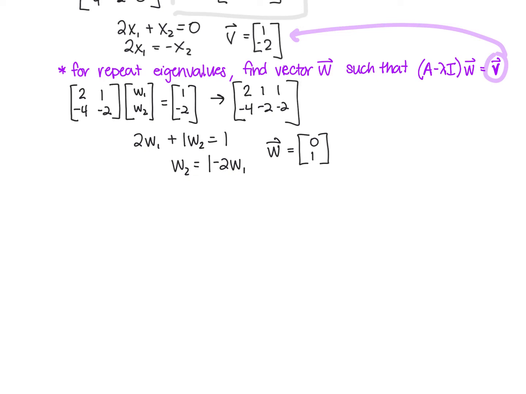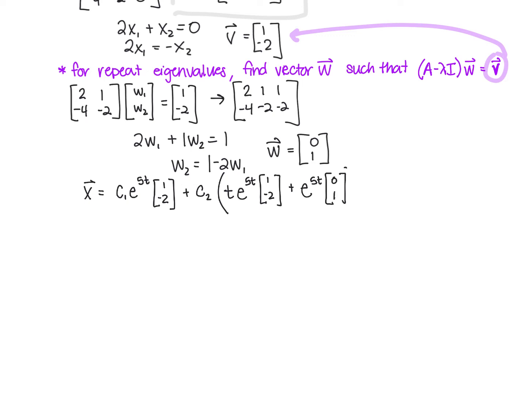So my general solution would look something like this. We would say that x, this vector, equals C1 e to the lambda t, so 5t, times that first vector, which was 1, negative 2, plus C2 times t e to the 5t, again times that first vector that we found, plus e to the 5t times that second vector we found. And this would be my general solution. I didn't leave myself much room on this.